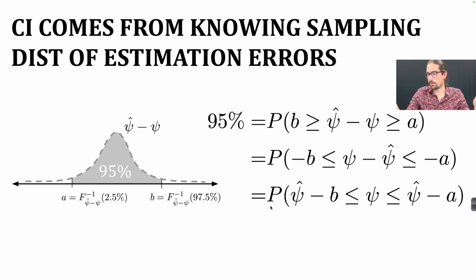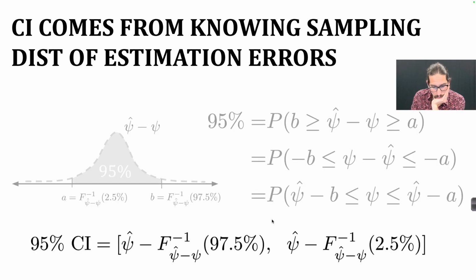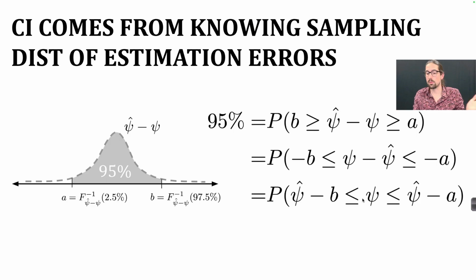And now I just still have the probability thing around it. And this is exactly what we wanted, right? Because here, this is the left bound of my confidence interval. It's psi hat minus this thing. And then here's the right bound, psi hat minus this other thing, A. So if we know A and B, then I can build a confidence interval that works, always. The only thing I need to know is what are these A and B. And that depends on knowing these quantiles of the sampling distribution of this error, all right?